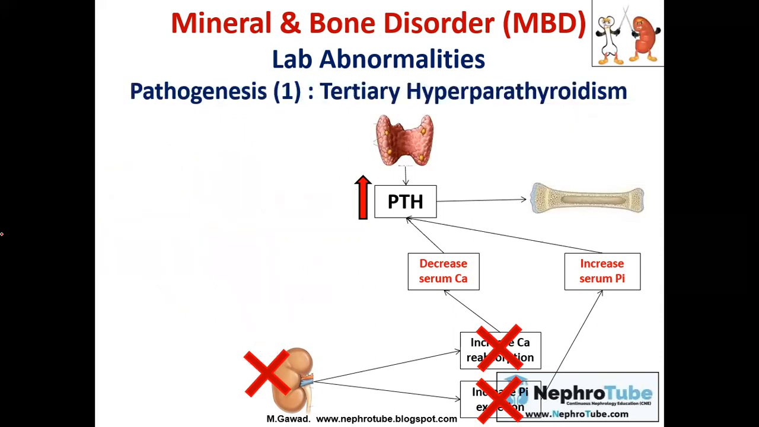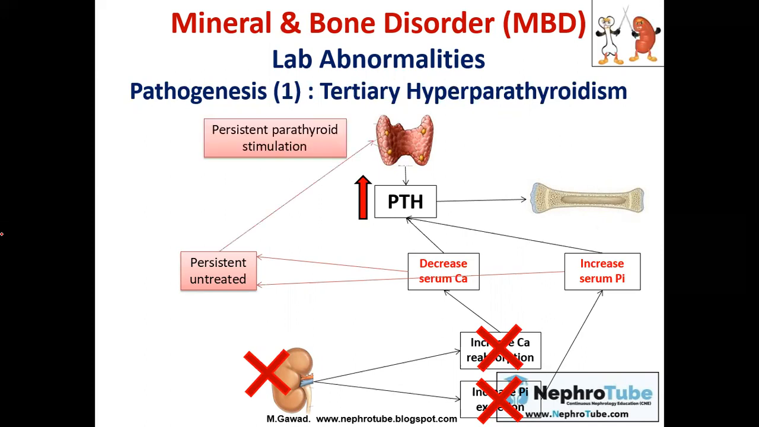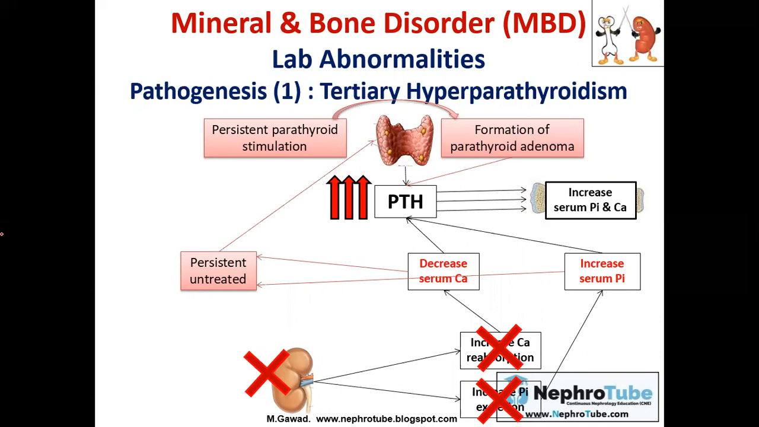Okay, if our patient is not treated for hypocalcemia and hyperphosphatemia, and they persist, this will cause more stimulation for a longer time of the parathyroid gland, which will cause parathyroid adenoma, which will eventually cause a very high level of PTH, and this is called tertiary hyperparathyroidism, which will affect the bone more, and finally it will increase serum phosphate and calcium due to increased osteoclastic activity of the bone.